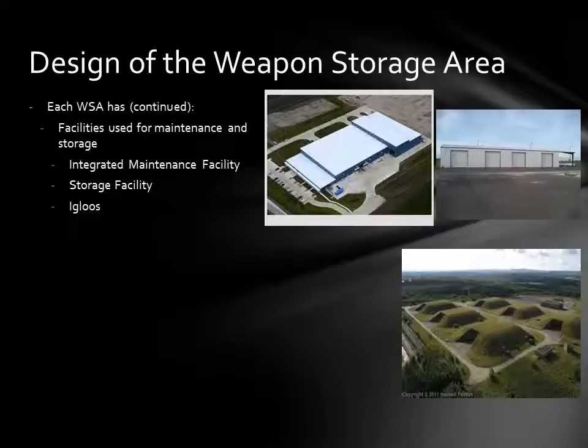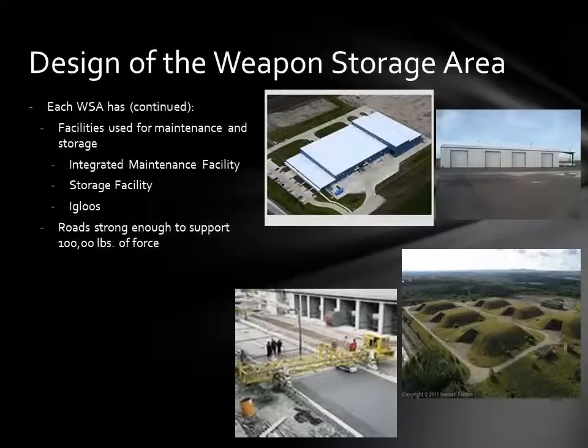The weapons will stay inside the igloos until they need to be loaded onto an aircraft or missile or moved into the IMF for periodic maintenance. In order to move the weapons from the IMF to the storage area or igloos, extremely strong roads have been built within the WSA. These roads are capable of handling in excess of 100,000 pounds of force.